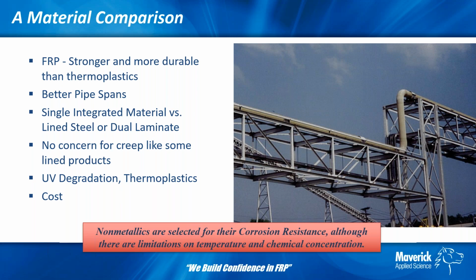I mentioned better spans. Obviously, the steel lined piping is where you're going to see the best spans, and sometimes that might be the reason why they use that. FRP, or dual laminate would be the FRP structure, is going to be the middle ground for that. And then the FRP would also have an advantage because it's got a single integrated material. It's not composed of two different materials like a lined steel, which has a loose lining, or a dual laminate, which has a bonded lining.